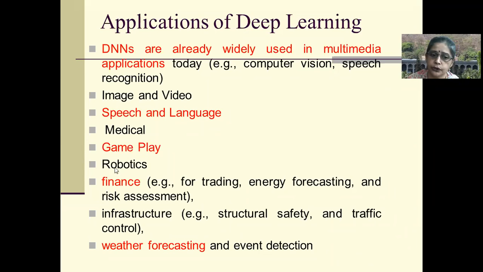It is also useful for computer game development. It is used in robotics domain. It is also useful for finance applications like trading, energy forecasting, and risk assessment. It is useful for infrastructures like structural safety, traffic control, and it is very useful in earth resource related applications or weather forecasting and event detection applications.